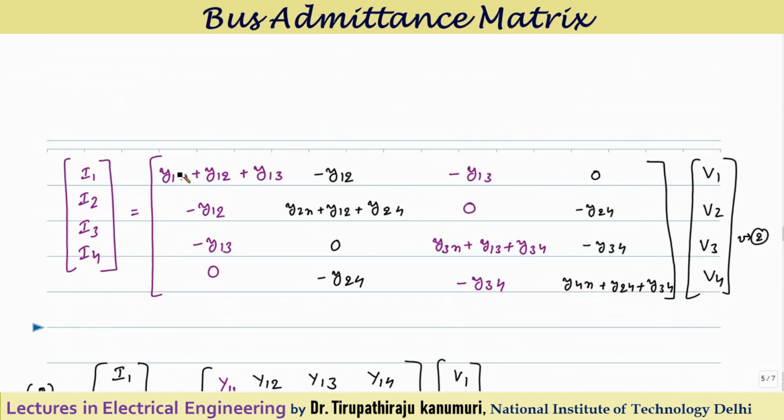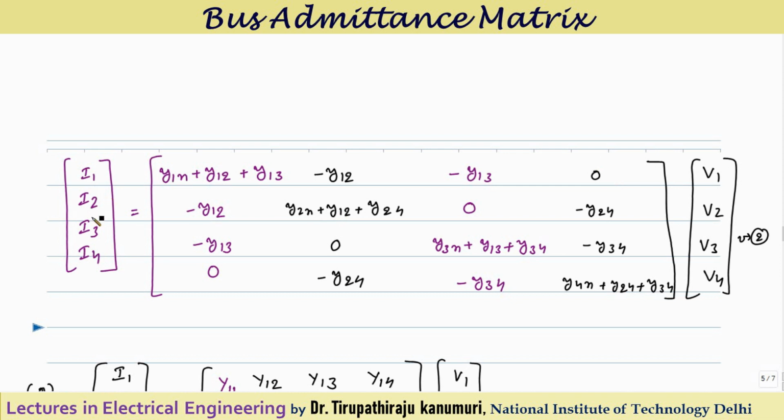form of a matrix, I can write I1 will be equal to, so what we have to do, all the admittances that are connected to that node, that is Y1n plus Y2n plus Y13, because Y12 and Y13 are connected, multiplied by V1, and minus V2 multiplied by Y12 minus V3 multiplied by Y13, and V4 is not connected because there is no connection between node 1 and node 4, so it becomes equal to 0.